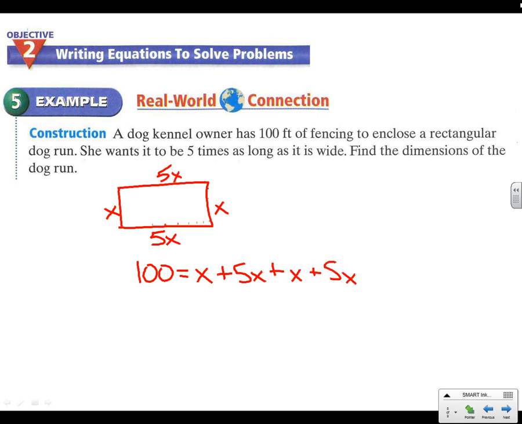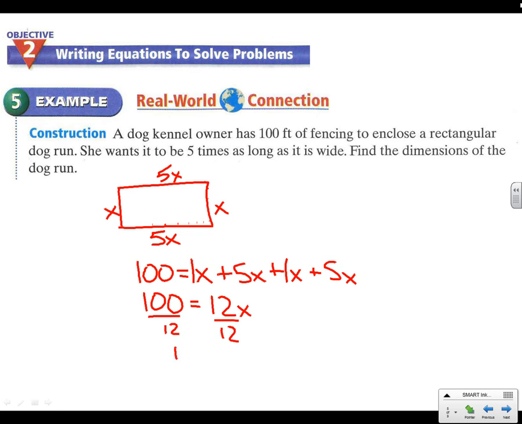Drawing the diagram really helps me do this problem. You might want to do it that way. There are some other ways to do that. If you do this problem a different way, that's fine. But let's solve it from here. 100 equals 1 plus 5 more is 6, plus 1 more is 7, plus 5 more is 12x. So let's get x by itself and solve.